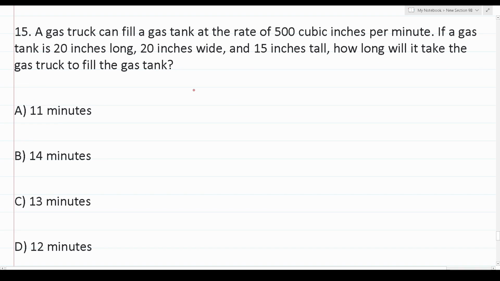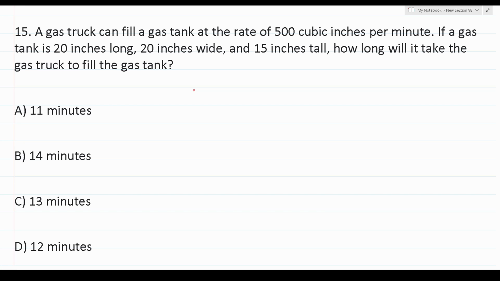Number 15 says a gas truck can fill a gas tank at the rate of 500 cubic inches per minute. If a gas tank is 20 inches long, 20 inches wide, and 15 inches tall, how long will it take the gas truck to fill the gas tank?